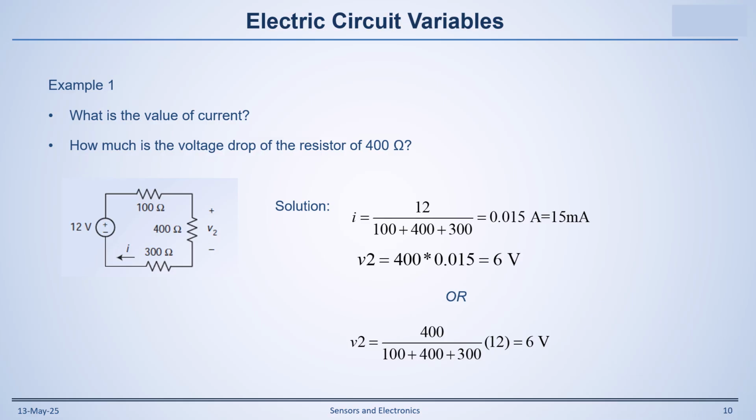For example, here, if we have a 12 volt battery that's connected to 3 series resistors, 100 ohm, 400 ohms, and 300 ohms. If we want to calculate the current, we can first find the total resistance. We have 3 of them in series, 400 plus 300 plus 100, so we have 800 ohm in series. If we divide 12 by 800 ohm, we find 15 milliampere as the current that goes through this one.